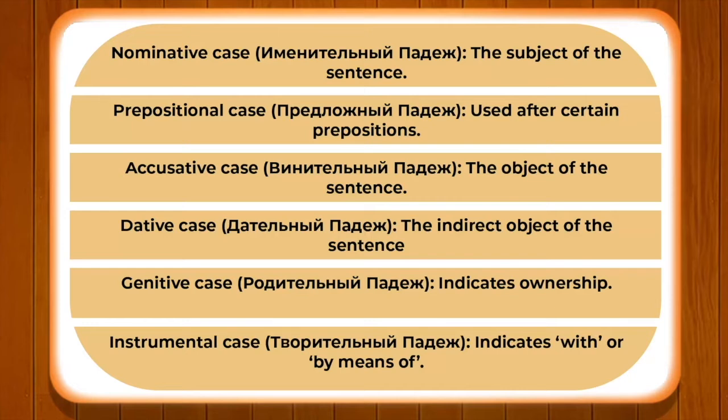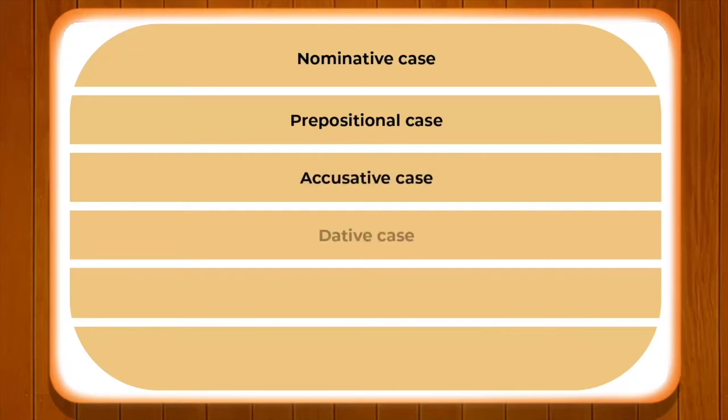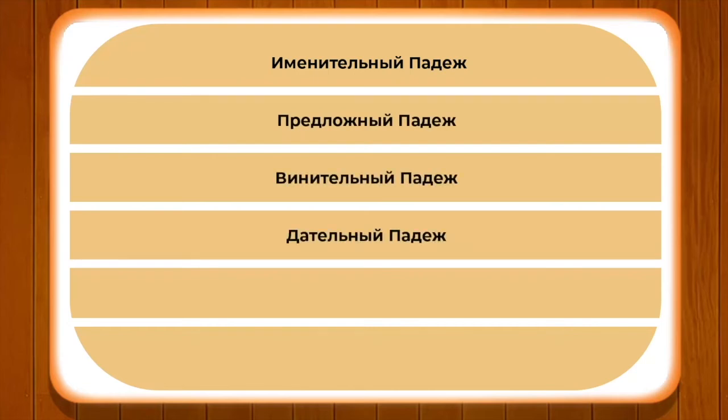So, now let's quickly repeat what these 6 cases are. The first one is the nominative case, then the second one is prepositional, the third one is accusative, the fourth one is dative, then the fifth one is genitive, and the sixth is instrumental. In Russian, they are called imenitelny padezh, predložny padezh, vinitelny padezh, datelny padezh, roditelny padezh and tvoritelny padezh.